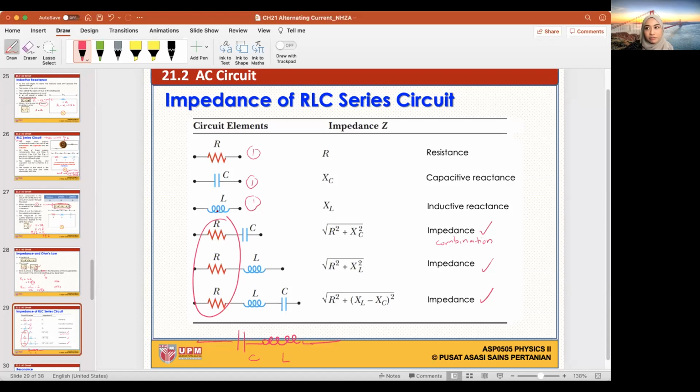Okay, ever. If R is 0, then something bad will happen. I'm just kidding. But R tak boleh 0 lah. Okay. So you won't have a C with L sahaja. You will always have R. So R with C, R with L, R, L, C.